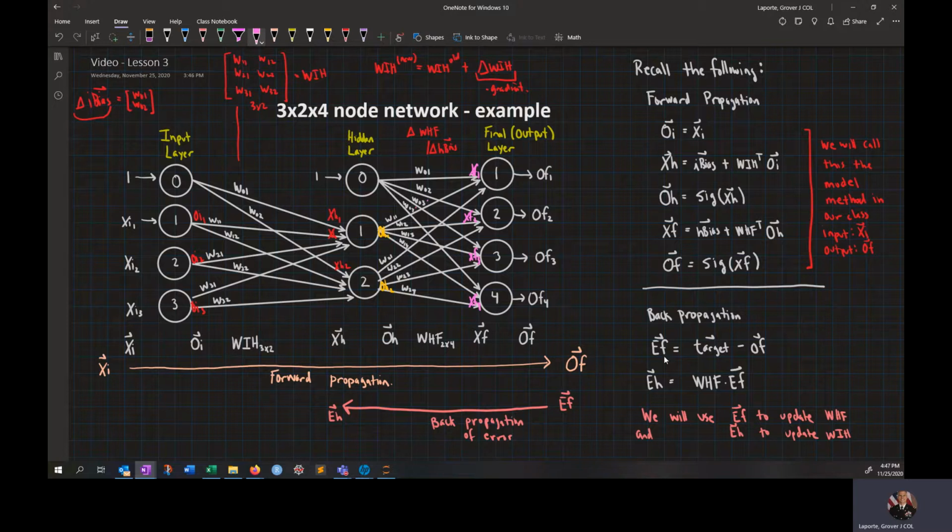Also recall that for backpropagation, the easy one is EF, right? I can very easily just take whatever the targets are, T1 minus OF1. That'll be the first component of the EF vector. And then T2 minus OF2, and that'll be the second component, right? So all you do is take the target vector, subtract the output vector of the final layer, and bam, that's the easy part.